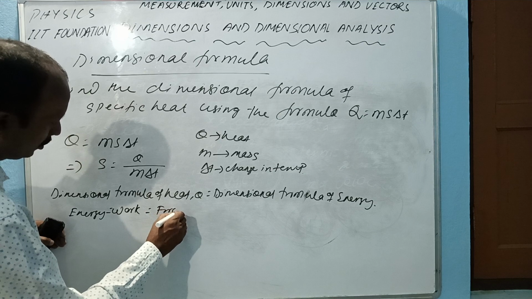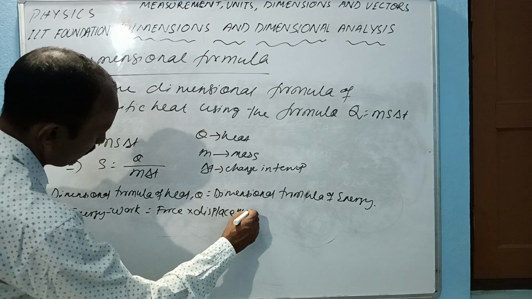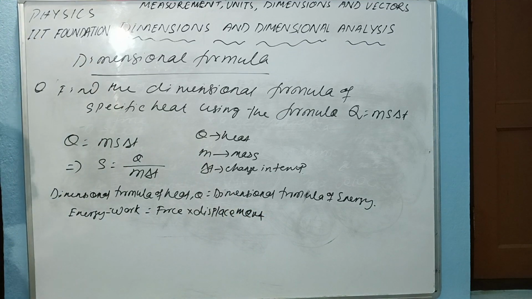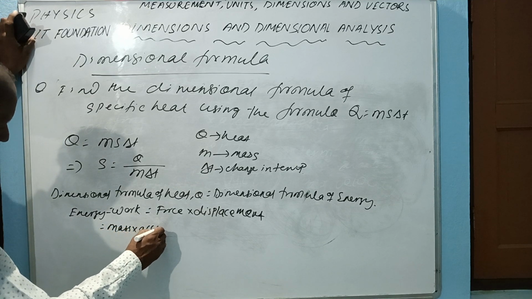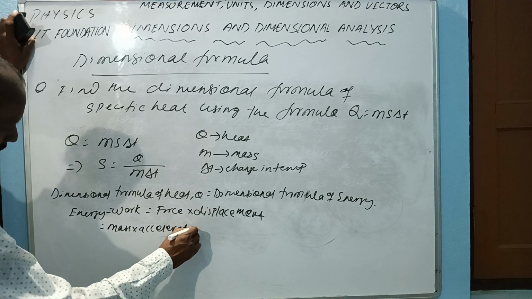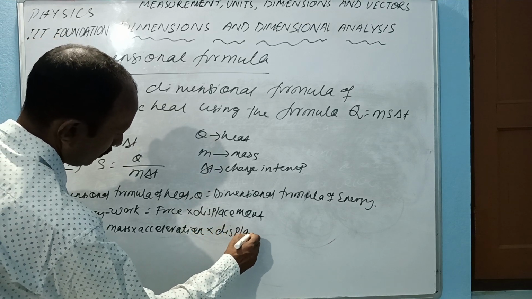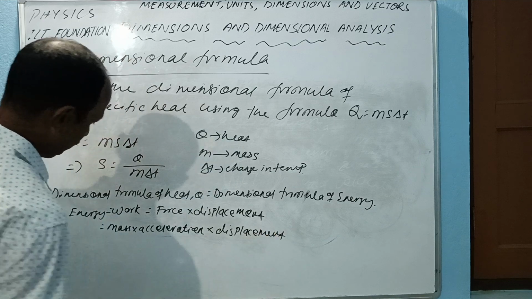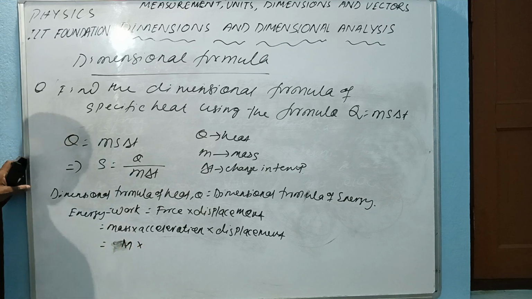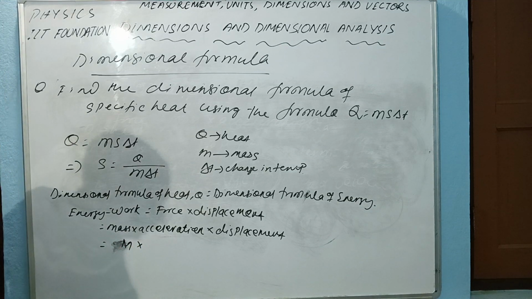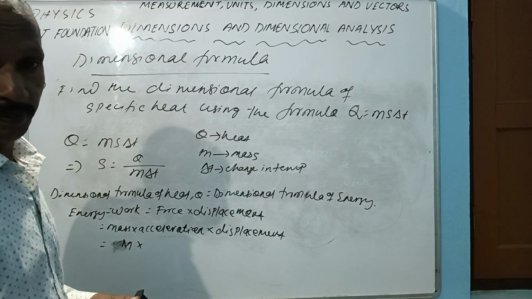Work is equal to force into displacement. Okay, so I can write that force is equal to mass into acceleration into displacement. Mass we can write m. Acceleration, change in velocity by time. Okay, change in velocity by time.